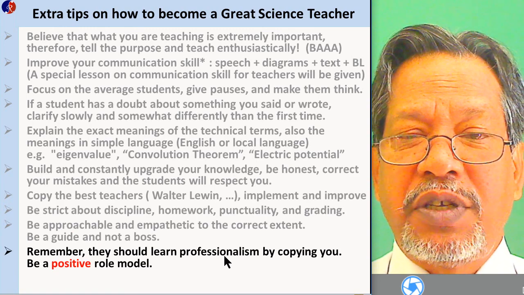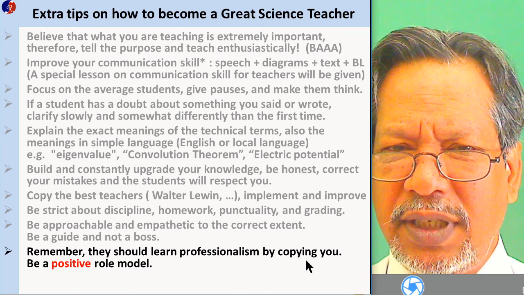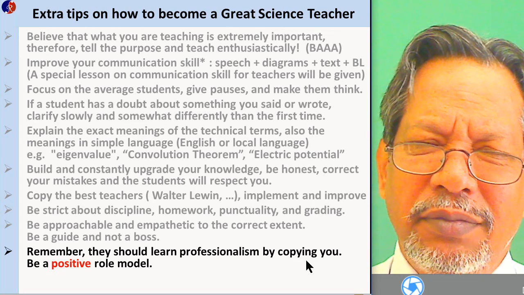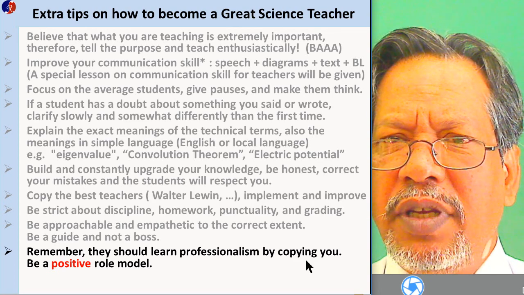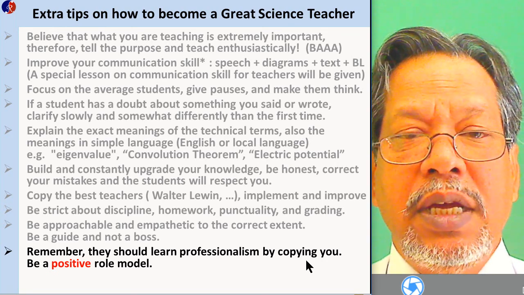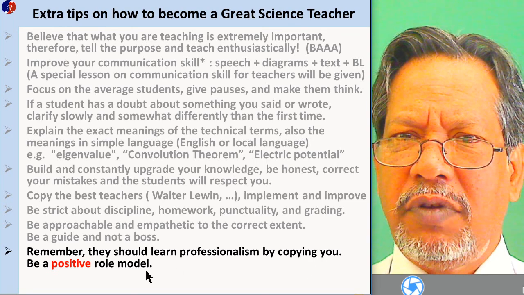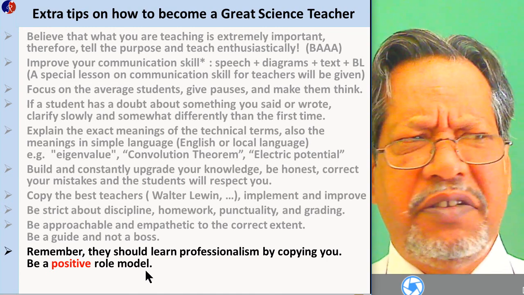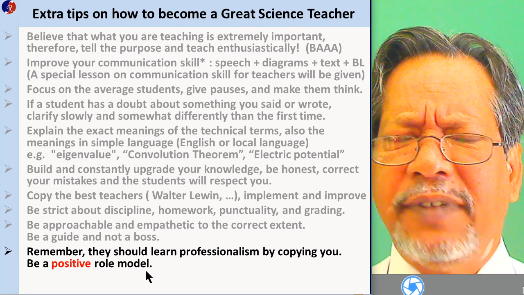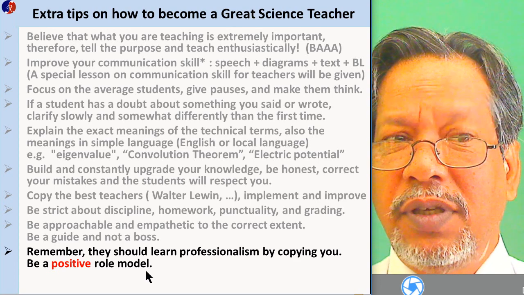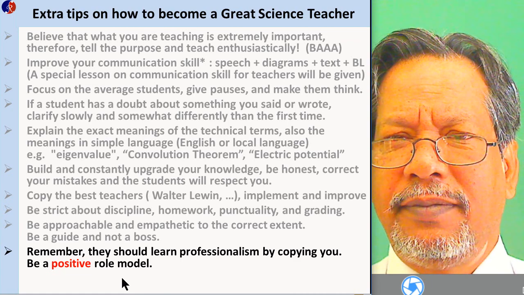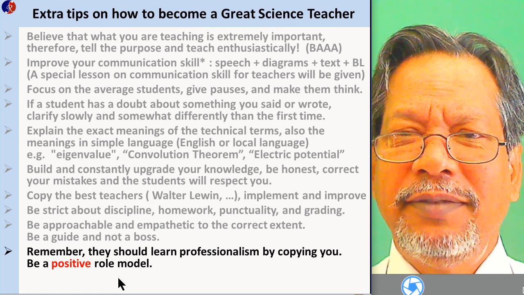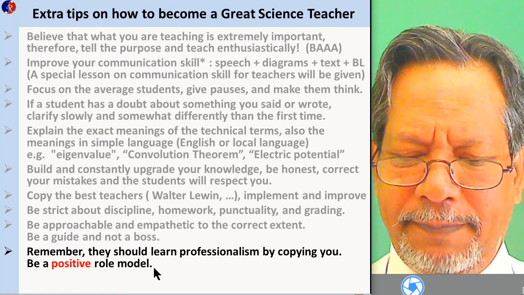Remember, they should learn professionalism by copying you. So you act professional. Don't show up in shabby clothes, uninterested, a burden. It does not matter what's happening in your private life, other problems in the class. Be a role model, a positive role model. You think I have no problems? I have hundreds of problems. I actually face them bravely. Okay, face them. But I don't mix up those problems with the class. Be positive. The harder the problem, the better it is for me. Okay. Positive role model. Good.